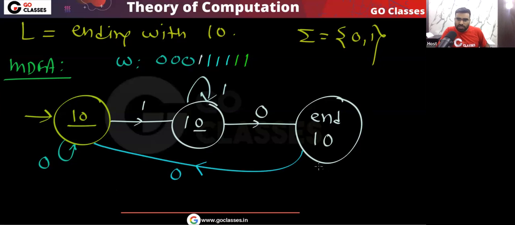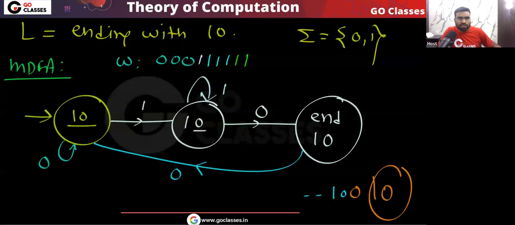See, notice what this state is saying. This state is saying that you have already ended with 1 0. Now I'm saying if another 0 comes, now you have to wait for 1 0 to end. Basically the whole progress is gone. If another 0 comes, the whole progress is gone. You have to wait for 1 0. So you have to go to the initial state.